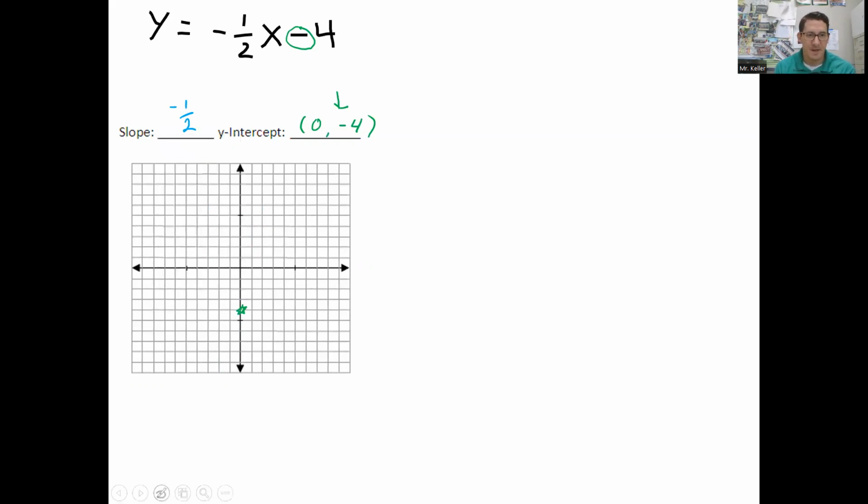Right? And then the slope is negative 1/2. So that means I'm going to go down 1, to the right 2. Down 1, right 1, 2. Down 1, right 1, 2. You can go up 1, left 2.